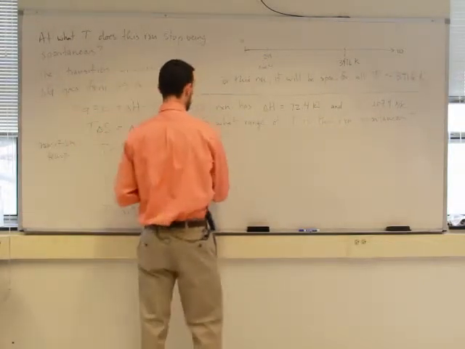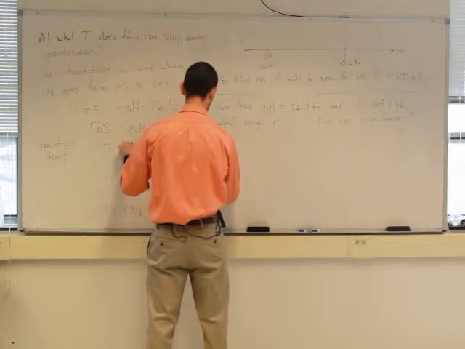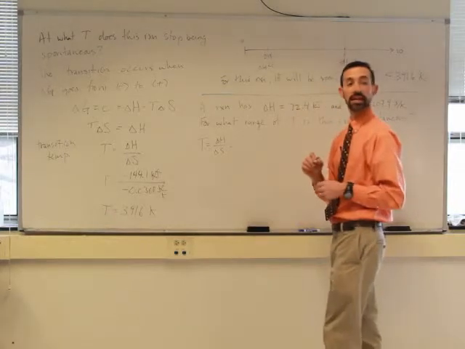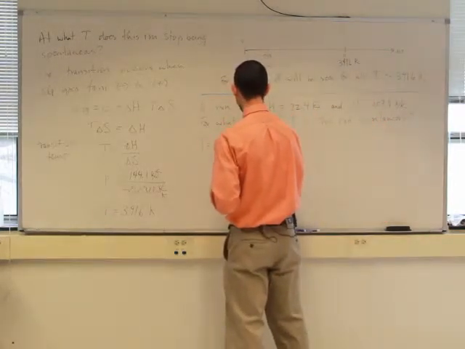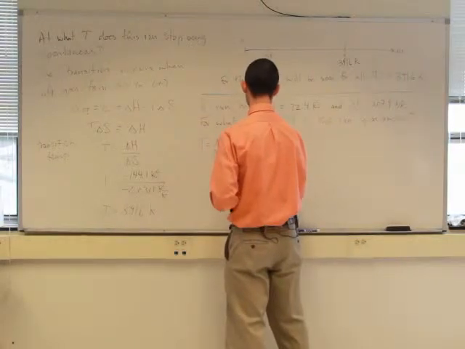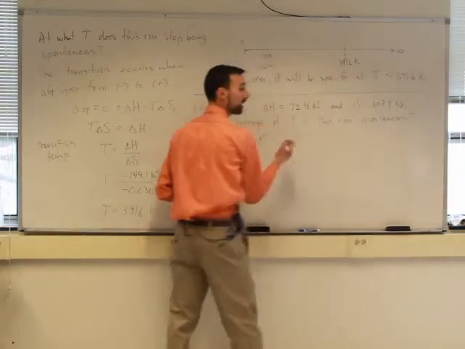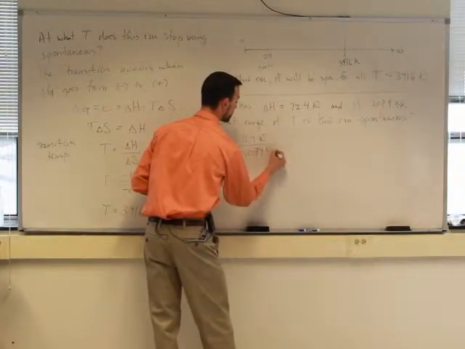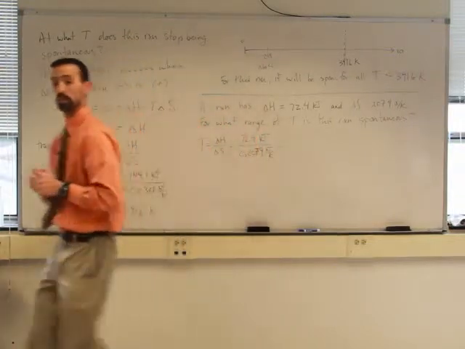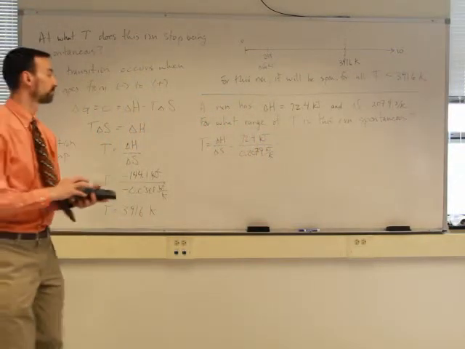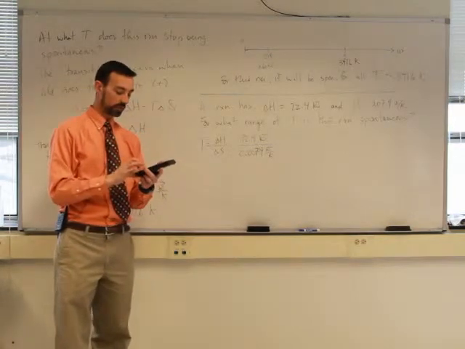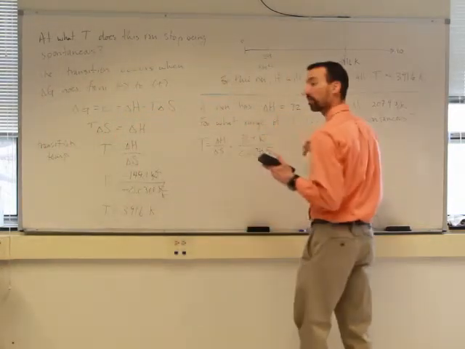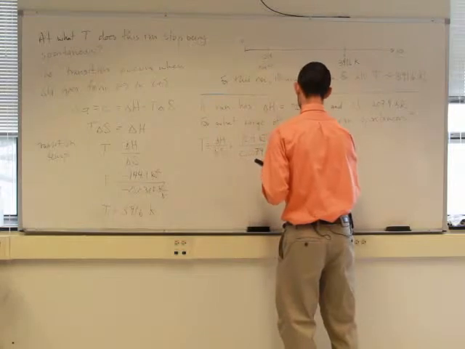Okay? So we'll start by calculating our transition temperature. T being delta H divided by delta S. So I put the H, 72.4 kilojoules, divided by the S. Converting it to kilojoules, it would be 0.2079 kilojoules per Kelvin. 72.4 divided by 0.2079 gives me a transition temperature of 348 Kelvin.